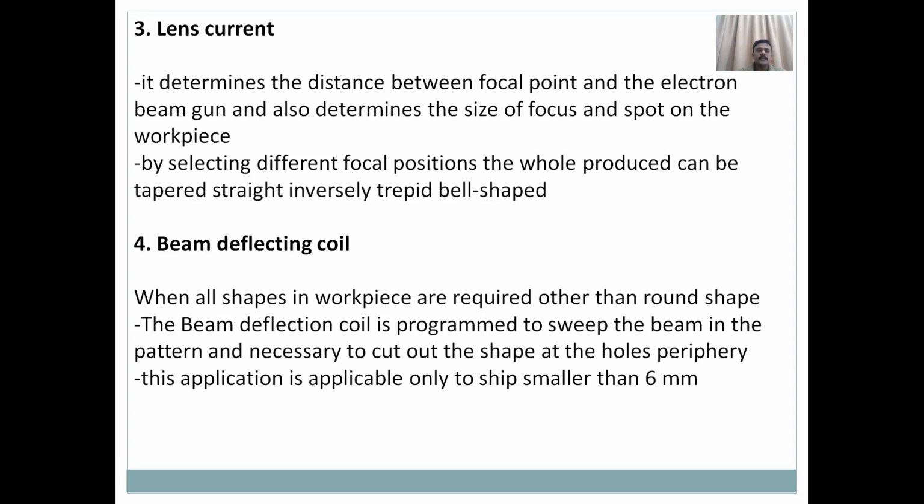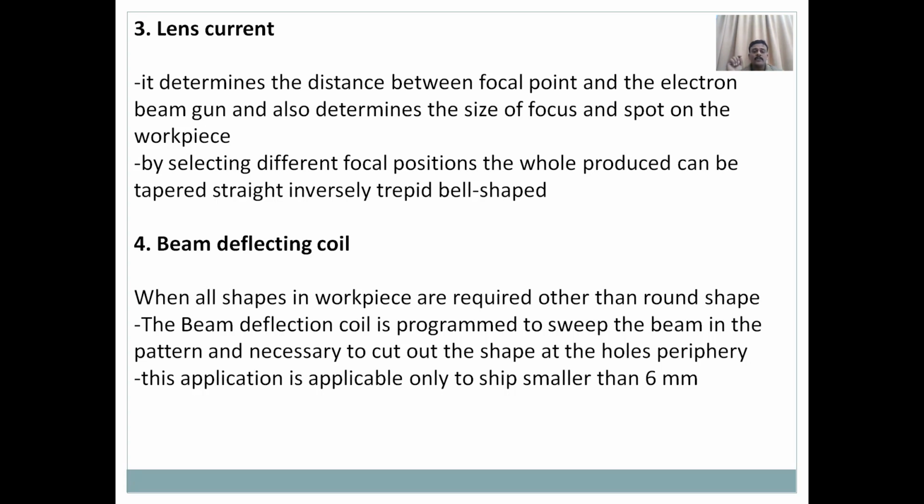Lens current: it determines the distance between the focal point and the electron beam gun and also determines the size of the focus spot on the workpiece. By selecting different focal positions, the hole produced can be tapered, straight, inversely tapered, trapeze or bell shaped. Lens current means that in the cathode ray tube we saw at the start, we can generate different currents at different focal lengths.